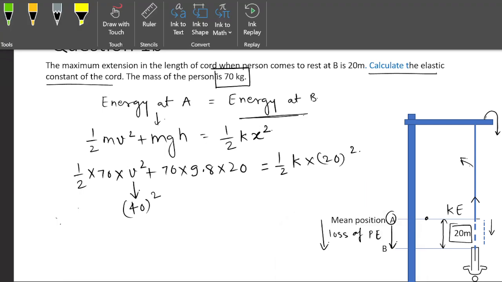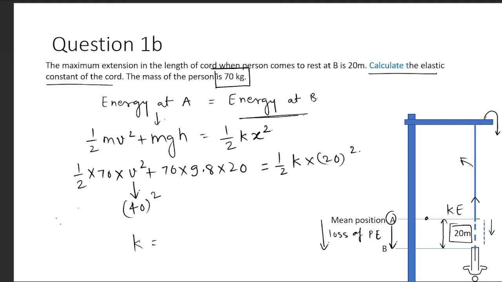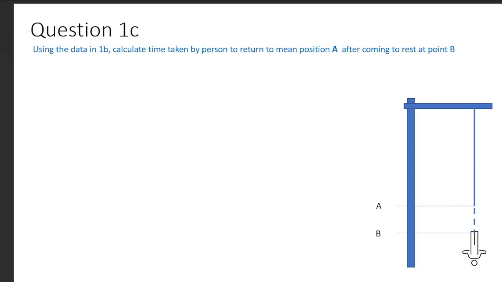Now if you use the calculator, you can find the value of elastic constant K is equal to 348.6 Newton per meter. You can round it off to 350 Newton meter to the power minus 1. Now let's go to the next question, and the next question is, using the data in 1b, calculate time taken by person to return to mean position A after coming to rest at B.